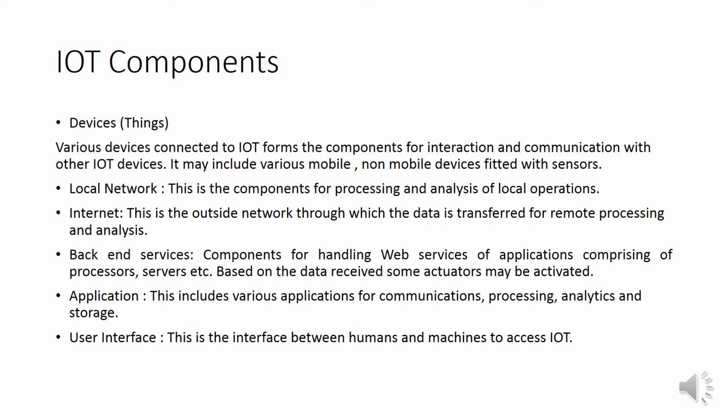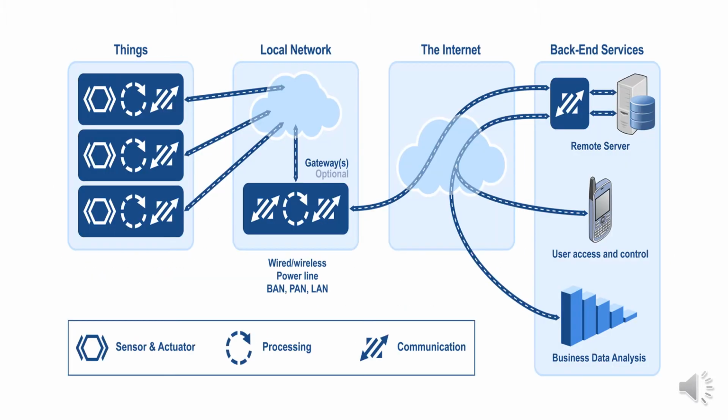Based on the data received, some actuators may be activated. Application, this includes various applications for communication, processing, analytics and storage. Then the next part is your user interface. This is the interface between the human and machine to access the IoT. So 6 major components. Here you can see in the figure the things.